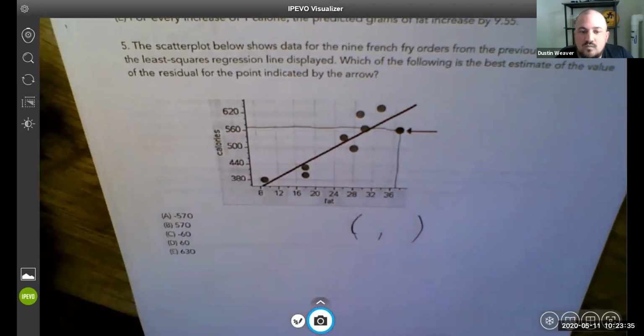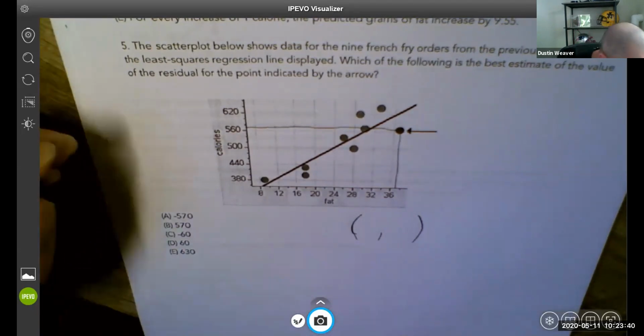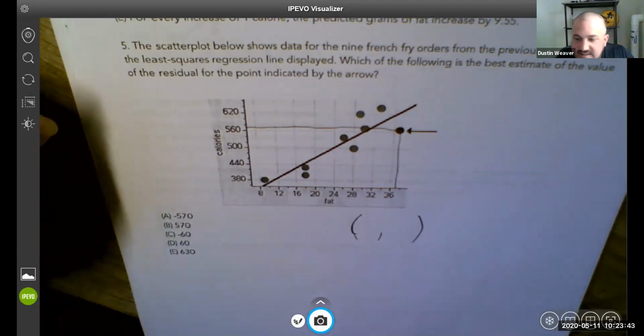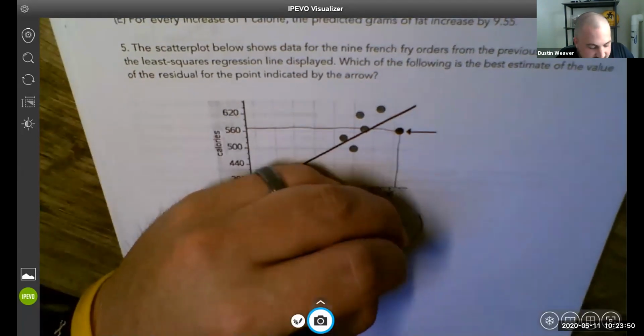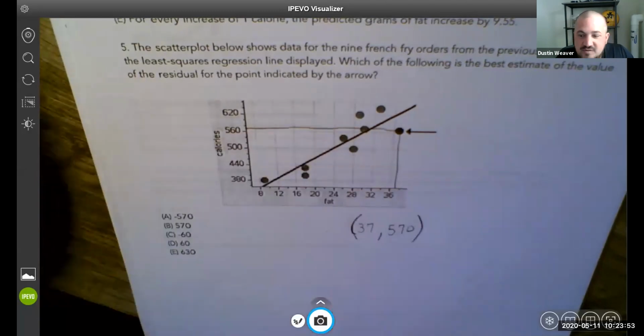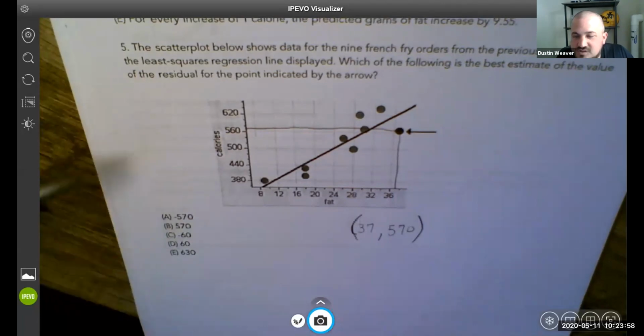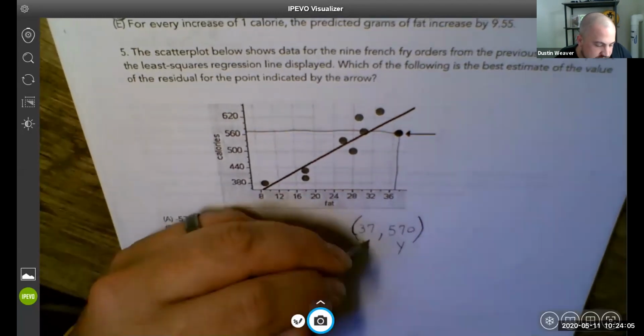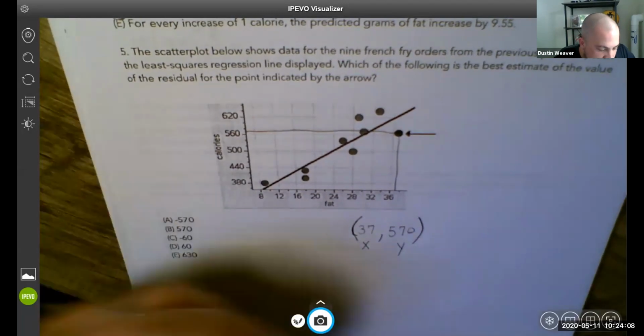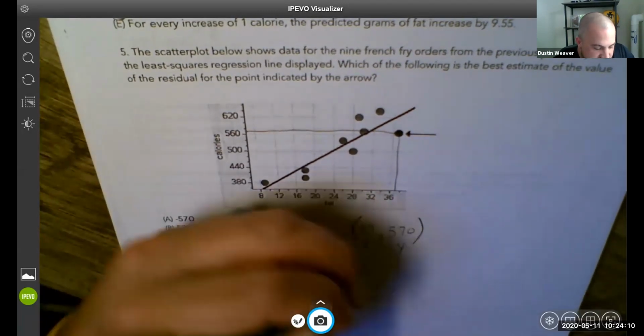Let's do that first. What's 37 and, yeah, I would say it could be 560. I think it's a little bit above 560. It's definitely 37 on the x-axis. I would say 570 on the y-axis. But if you said 560, I don't think you're going to be wrong here, because you'll see in just a minute how this will work. Now, the 570 is the actual y, right? The predicted y we would get from the equation from the previous problem, right?